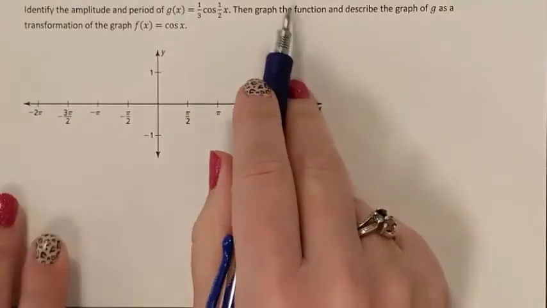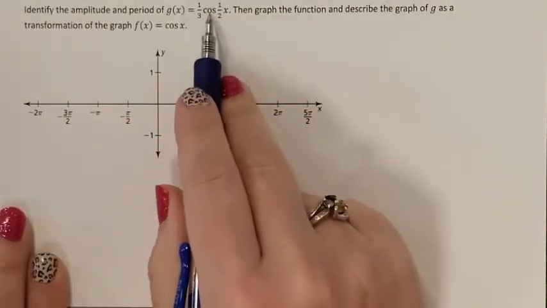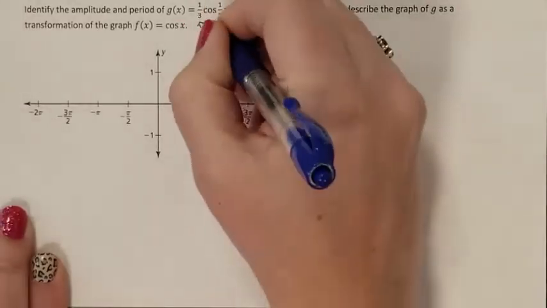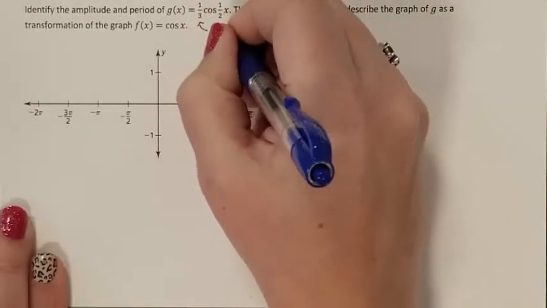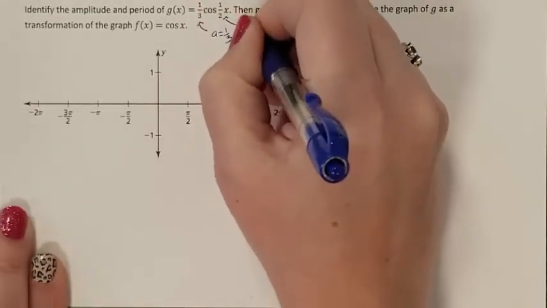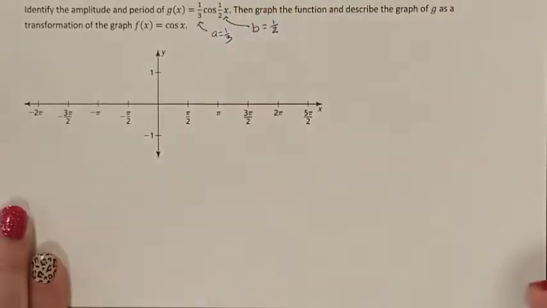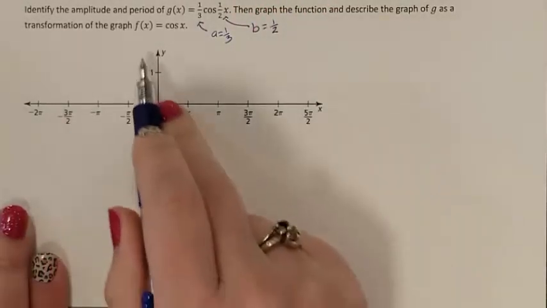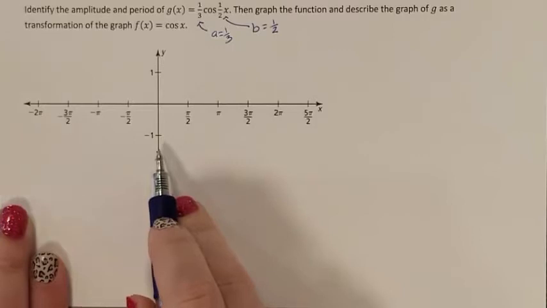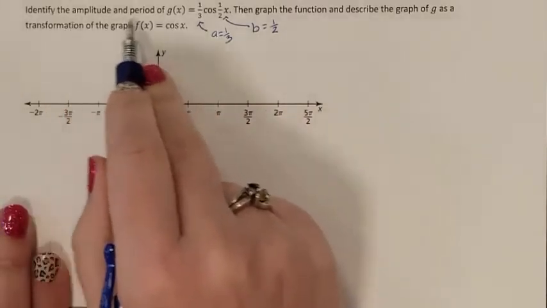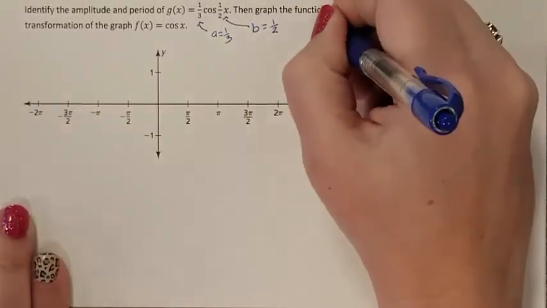Our next problem, we're being asked to graph 1/3 cosine of 1/2 x. So first we have to identify our A. A is the 1/3 and our B, B is a 1/2. First we have to check to see if our x and y axis are scaled appropriately, and to do that we need to find our amplitude and our period.